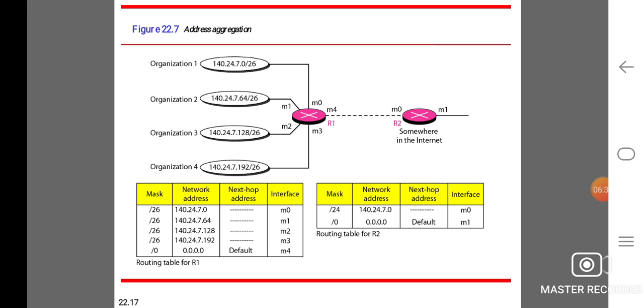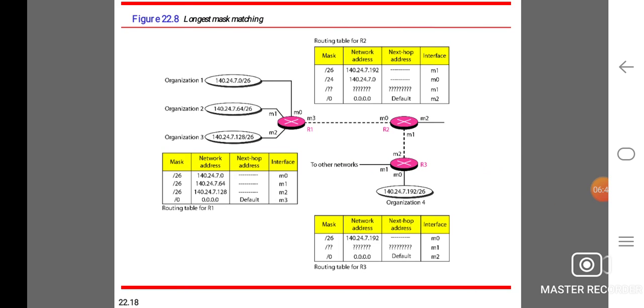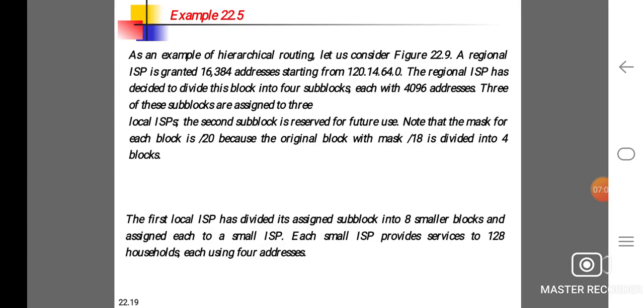This is the address aggregation. Organizations 1, 2, 3 and 4 are used for the address aggregation, and this one is the longest mask matching: organization 1 M0, organization 2 M1, organization 3 M2. The others are merged with the router R1 and forwarded to organization 4.